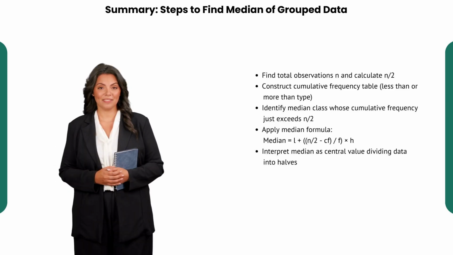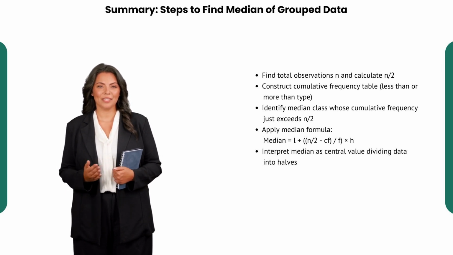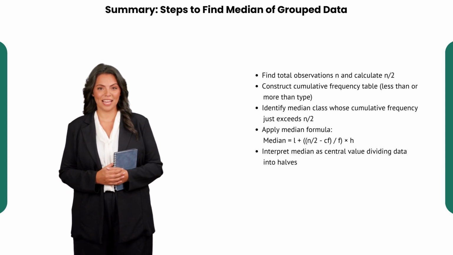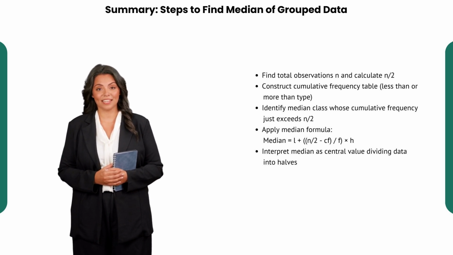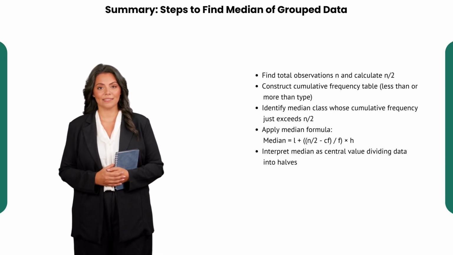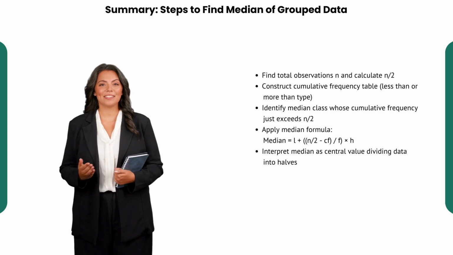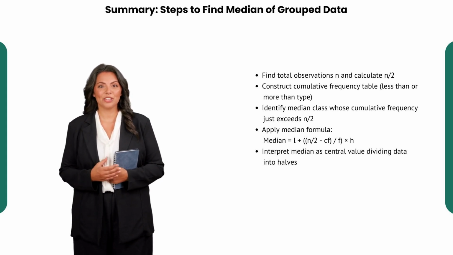Let's summarize the method to find the median of grouped data. First, calculate the total number of observations, n. Then, find n divided by 2. Next, construct a cumulative frequency table. This can be either less than type or more than type. Both are valid, but less than type is commonly used. Identify the median class. This is the class interval where the cumulative frequency just exceeds n divided by 2.